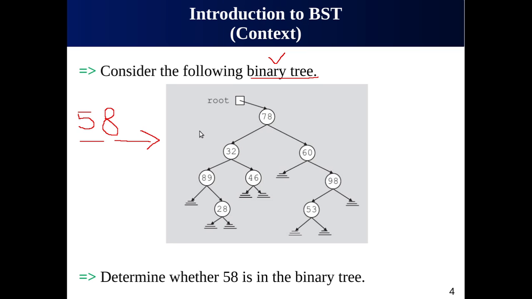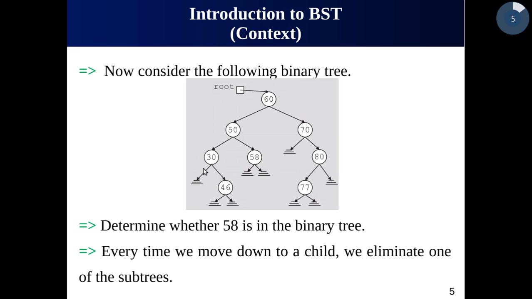In the binary tree in this figure, the search is very much slow. Now, let us consider another binary tree. In this binary tree, the data in each node follows a standard way, and that is that each node is larger than the data in its left subtree and smaller than the data in its right subtree.